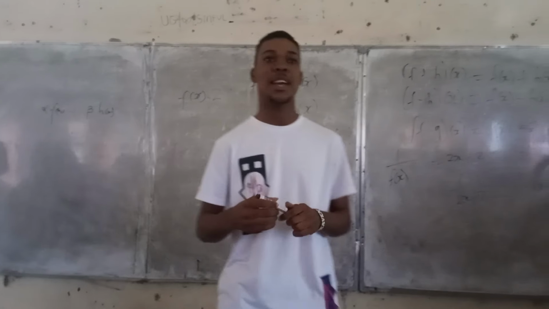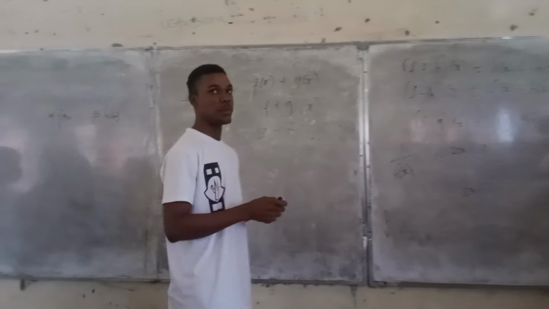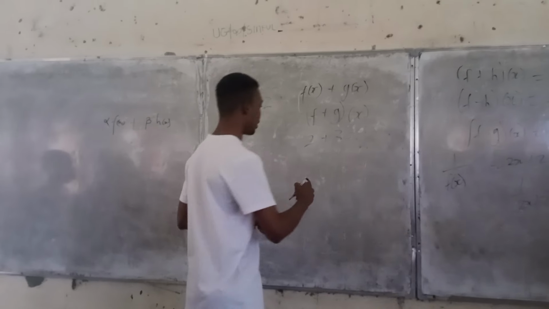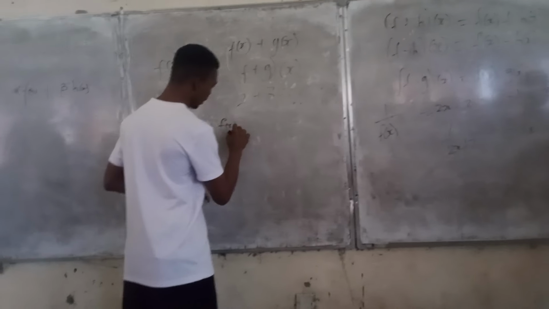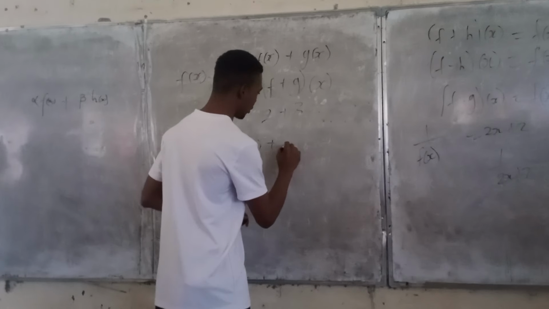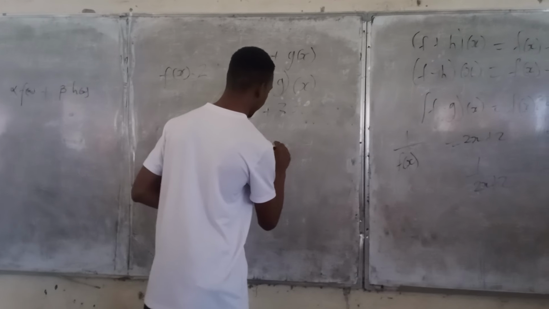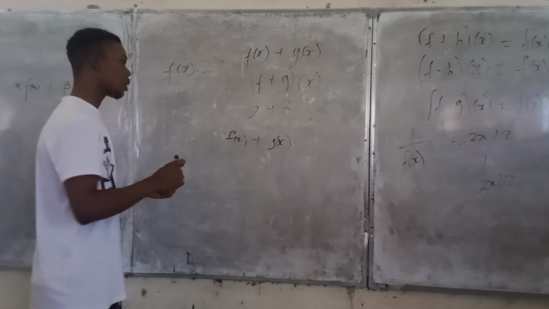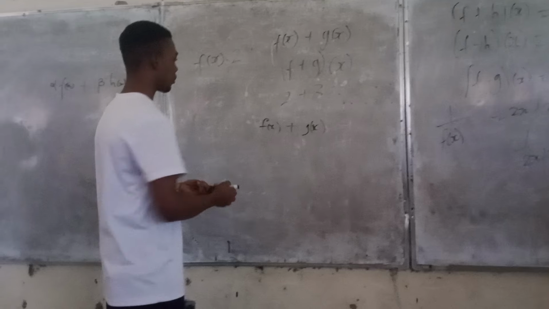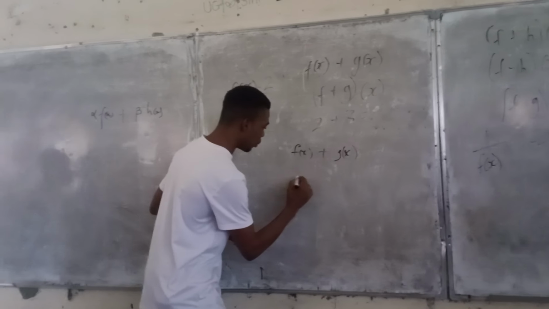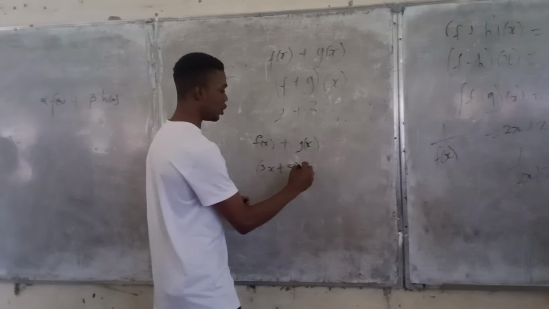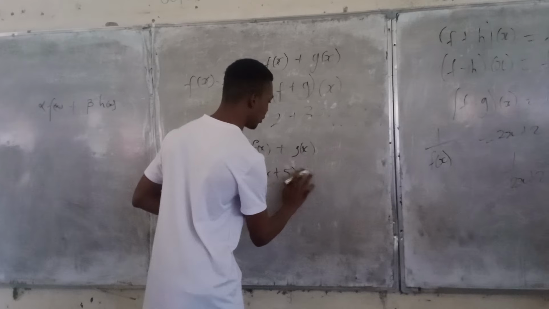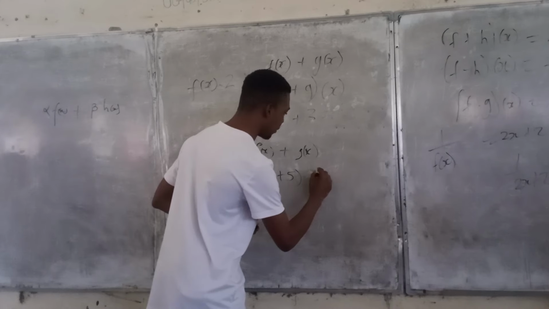So I'll talk about the multiplication of algebraic combination. Here we have, for example, f of x values plus g of x values, and we are given to multiply. If, for example, we have 3x plus 5 as the f of x values, then for g of x values, we have 6x.